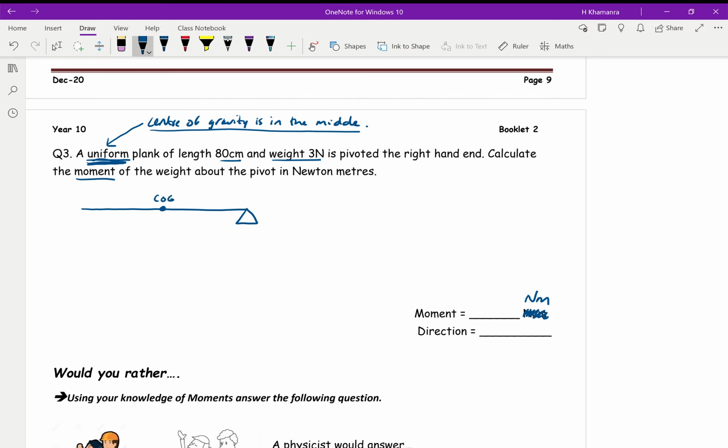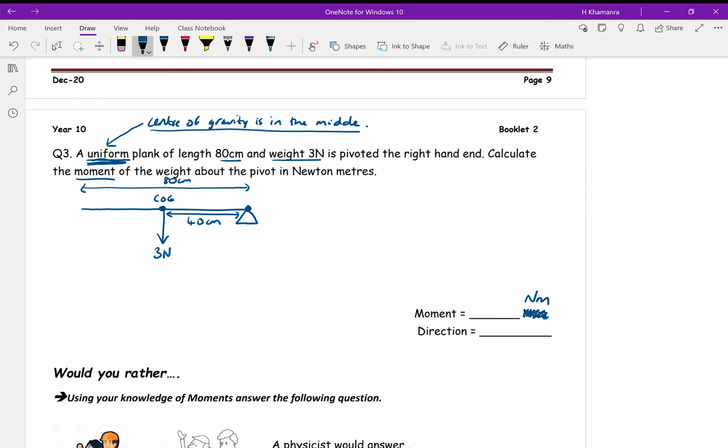That's the center of gravity. And the weight will always act downwards from the center of gravity. So that weight is 3 newtons. And that's in the middle, and that's really important. So if this whole plank is 80 centimeters long, then the distance between the pivot and the force is going to be half that, because the center of gravity is in the middle, because it's a uniform plank. So there is my new diagram that gives me all the information that I need.